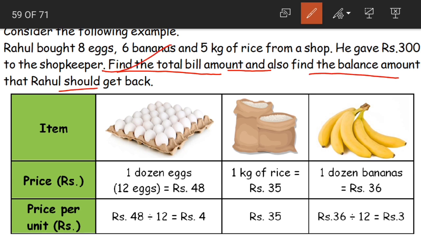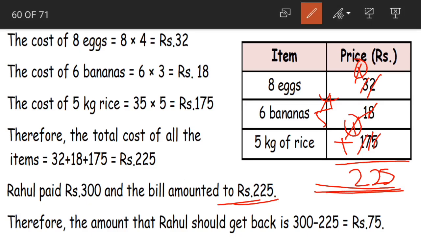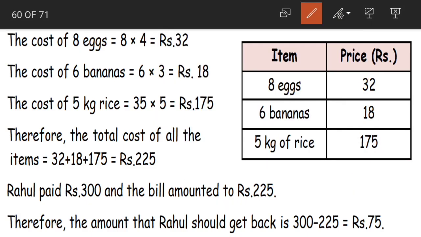Then find the balance amount that Rahul should get back. Rahul gave 300 rupees to the shopkeeper. And what is the bill? The bill is 225 rupees. So Rahul paid 300 rupees and the bill is 225 rupees. Now how much should Rahul get back? Yes, we need to subtract. The difference is to be received by Rahul.